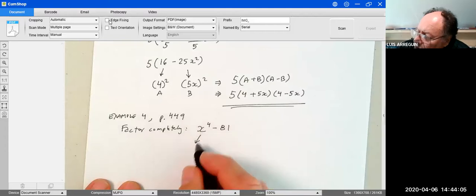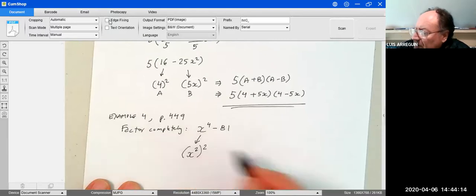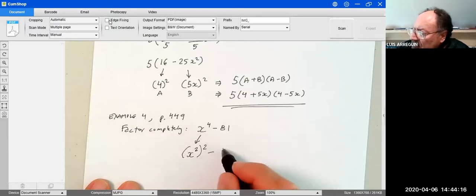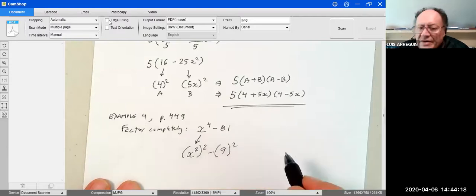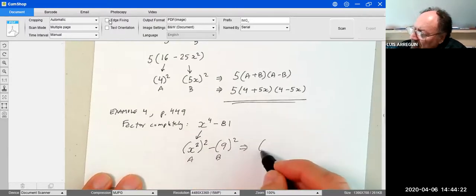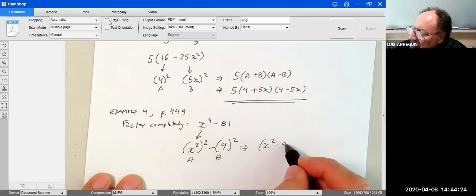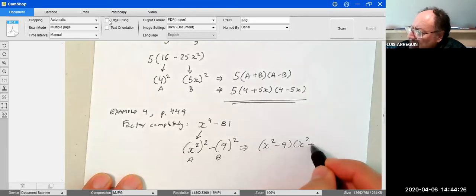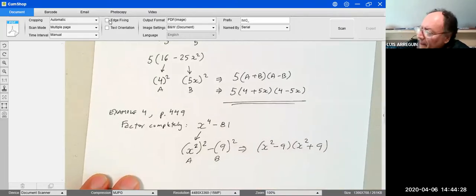So how do you write x to the 4 as a perfect square? You're going to write x, divide the coefficient 4 by 2, which is 2, and square. And then 81 is just 9 squared. So you have A, you have B, so you have x squared minus 9 times x squared plus 9.